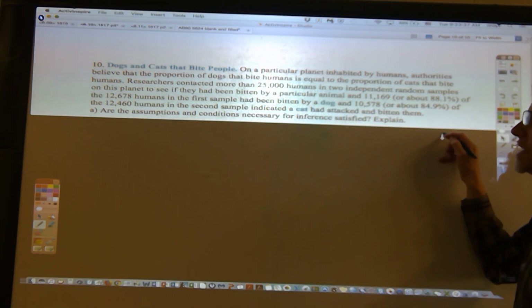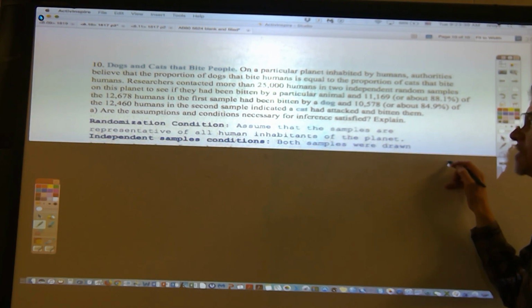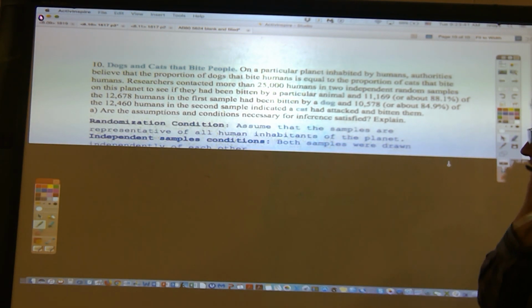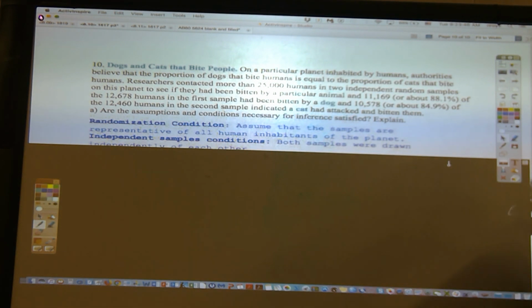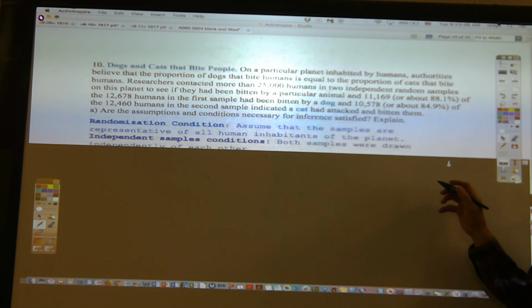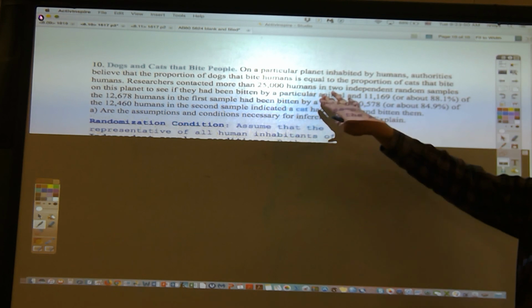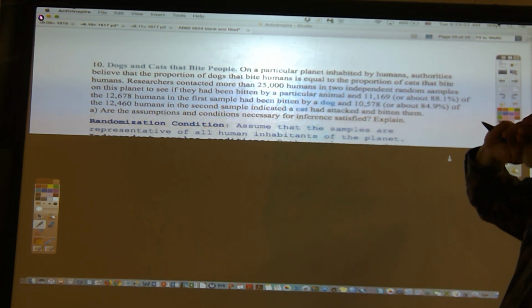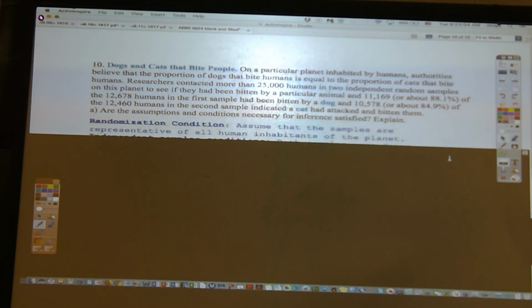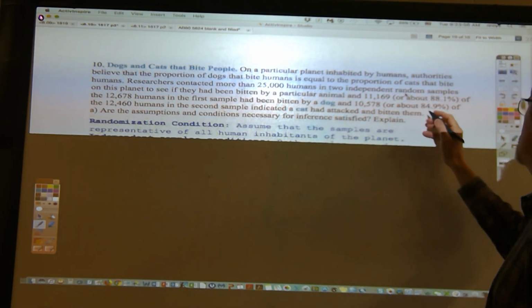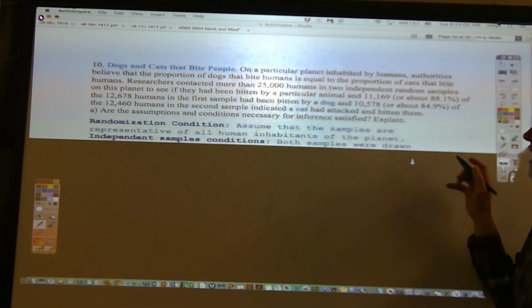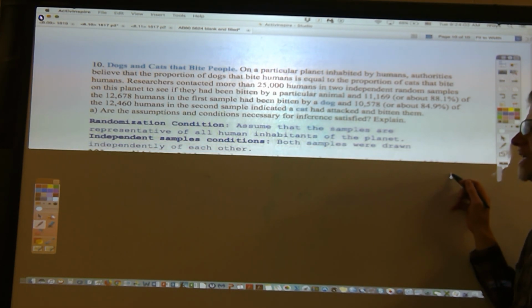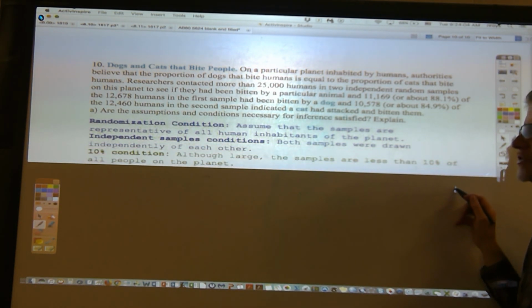Are the assumptions and conditions necessary for inference satisfied? So on Friday's test, you might have to write out an essay that's organized like this. Well, the randomization, yeah, we're going to assume the samples are representative of all humans. They didn't say it was random. Did they say it was random? Oh, it does say. Yep. Once it says random, then that means representative, so we're good to go with that. And yeah, so independent samples, both samples were drawn independently of each other, so we're good.